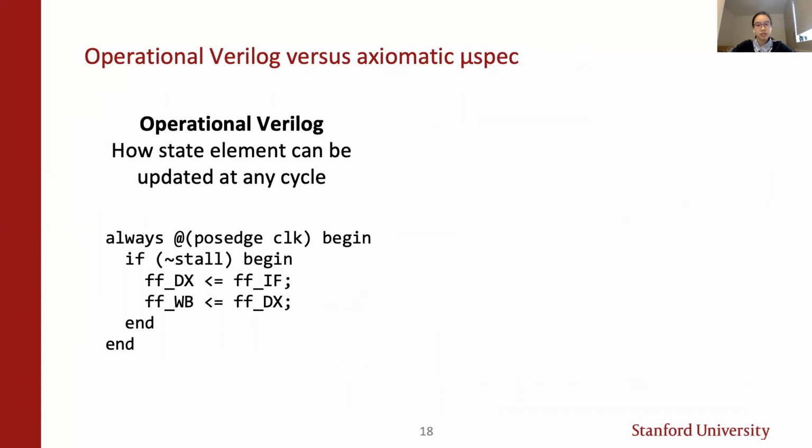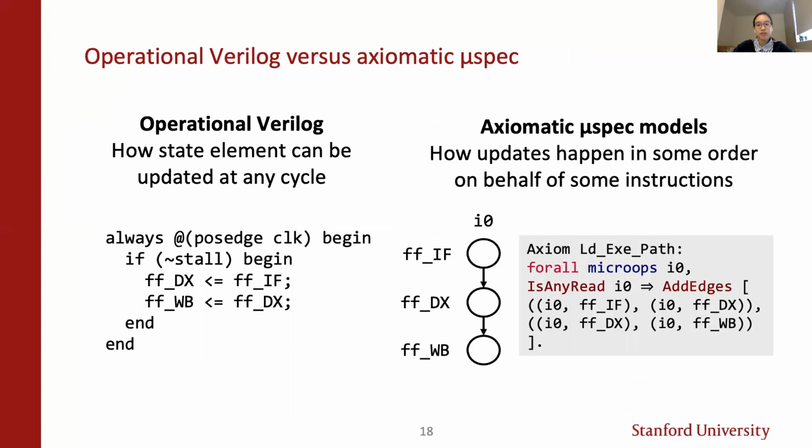While both Verilog and MicroSpec models describe microarchitecture, their semantics are completely different. Verilog models hardware operationally, specifying how state elements are updated over time. For example, a flip-flop in the DX stage is updated with the value from another flip-flop in the IF stage if the processor is not stalled. In contrast, MicroSpec models use a set of axioms in first-order logic to specify the ordering of hardware-level state updates that are enforced by a particular Verilog design. Concretely, a MicroSpec axiom can specify that when a load instruction is executed, it will update the FF IF register before it updates the FF DX register. In general, such ordering rules are not obvious in the Verilog.